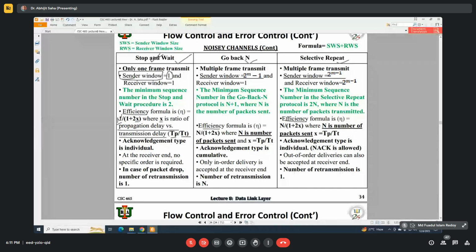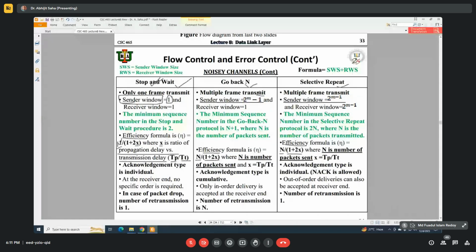And for go back N, you can see that it is N divided by 1 plus 2x. So the 1 plus 2x is common for each and every case, and this N is common for go back N and selective repeat. What does the m mean here? The m means the sender window size. The sender window size for go back N is 2 to the power m minus 1, and in case of selective repeat, it is going to be 2 to the power m minus 1.